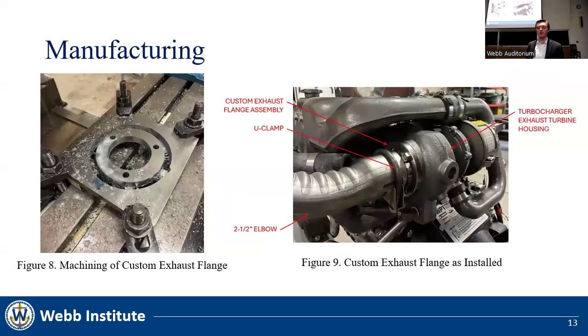Another part we manufactured was a custom dry exhaust fitting to replace the Yanmar supplied wet exhaust system. Figure 8 shows the process of machining the custom exhaust flange on the Bridgeport CNC mill. Figure 9 shows the whole body of the exhaust fitting installed on the Yanmar engine. Here you can see the custom exhaust flange mounted on the Yanmar engine's turbocharger.